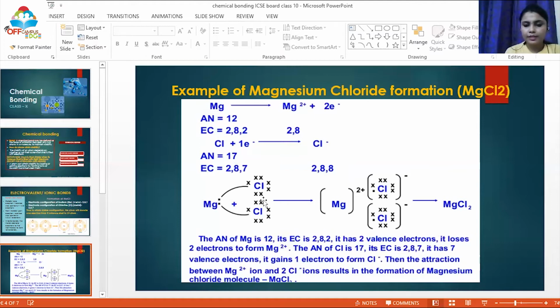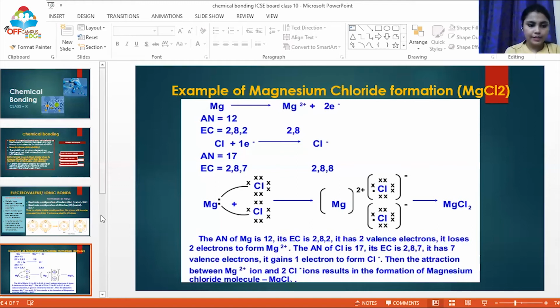You can easily see in this diagram that magnesium is donating 2 electrons and it is becoming Mg2+, whereas each of the Cl atoms is gaining 1 electron, becoming Cl- each. So this is how MgCl2 is formed.